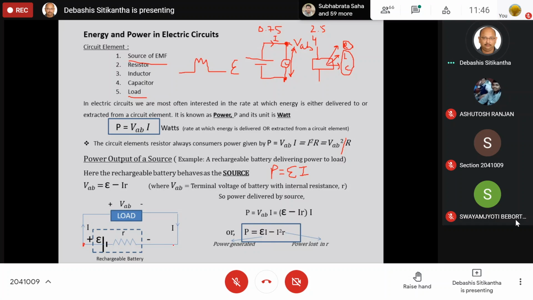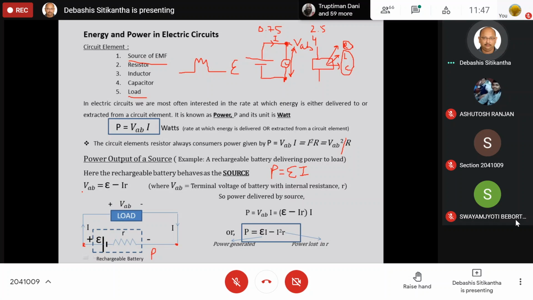Now you see, here I have drawn a rechargeable battery, and across this rechargeable battery, I have connected a load. Now, obviously, power is given out by this real EMF source. How much is the power that is given? Very simple. As you can see, the power that is generated by this is E into I. But there is some power which is also lost over here.